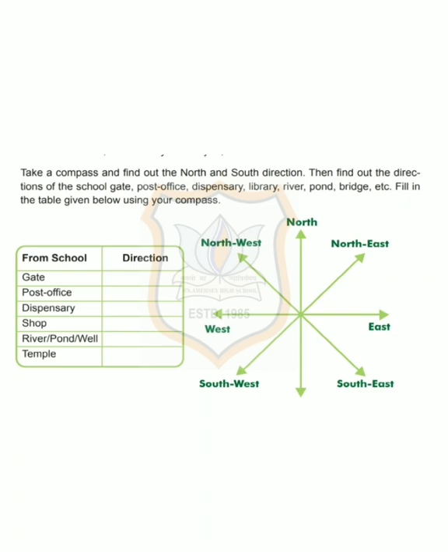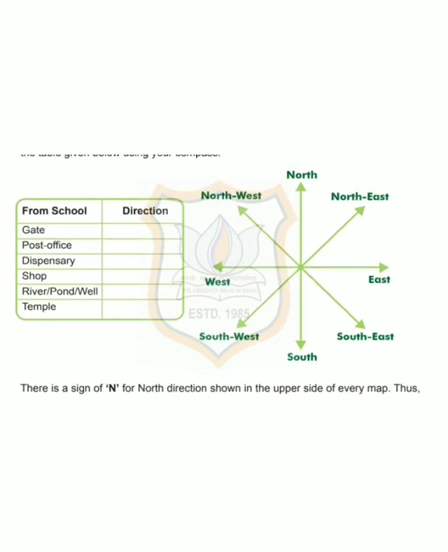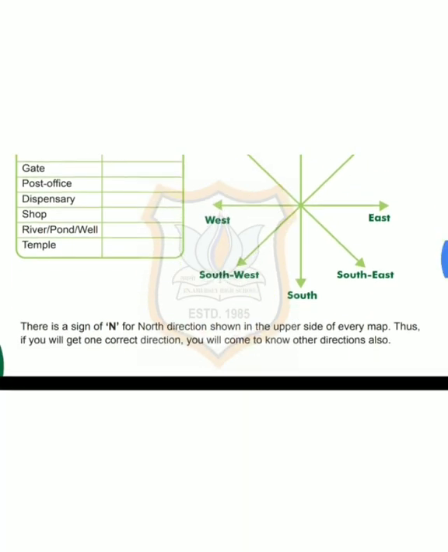Now, look at the picture on page 8, from which you can know these directions: east, west, north, south, northeast, northwest, southeast and southwest. There is a sign of capital N for north direction shown on the upper side of every map. Thus, if you get one correct direction, you will come to know other directions also.